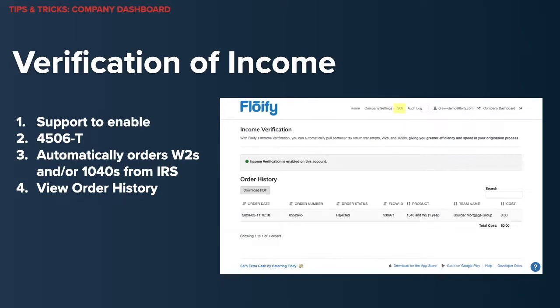Now, on the company dashboard here, with the VOI page, you can see any orders that are placed. Now, there is a cost to use the verification of income, or Veritax, and the cost of those will simply be added to your Floify bill. So depending on how many you run a month, we'll go ahead and add those together, and that'll simply be tacked onto your bill at the end of the month. And if you have any additional questions about Veritax, feel free to visit our help center, or you can reach out to support@floify.com.